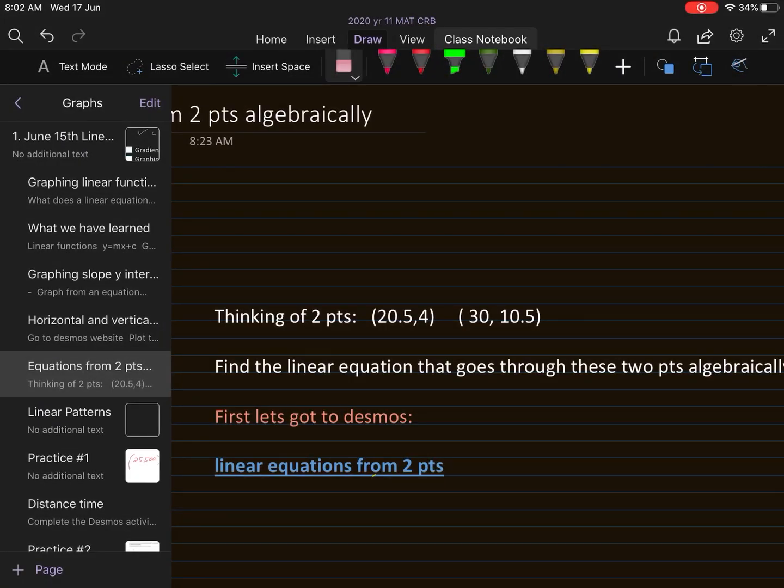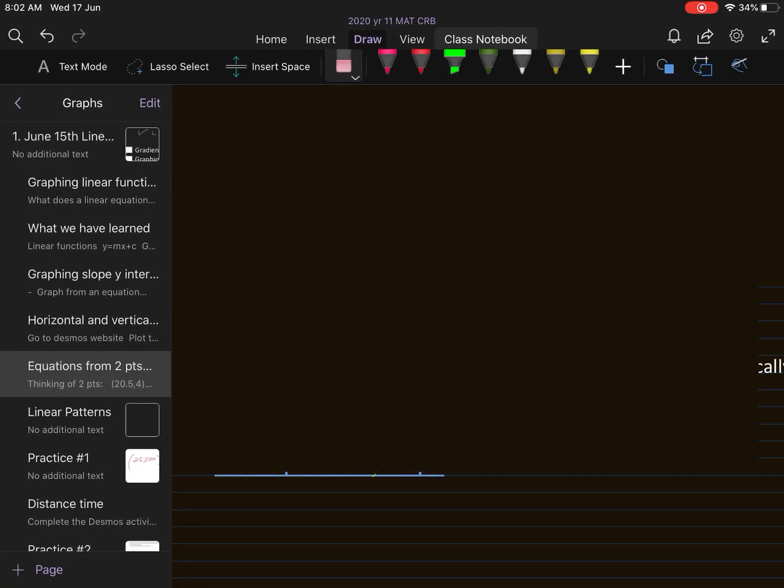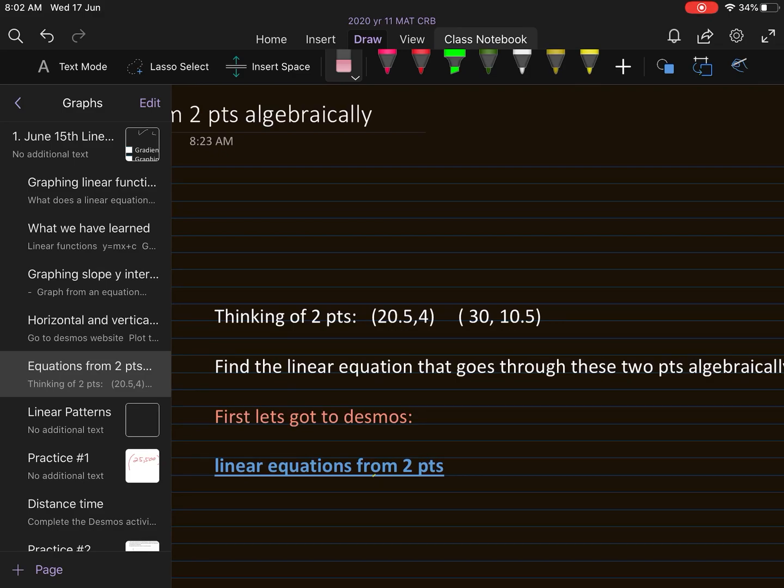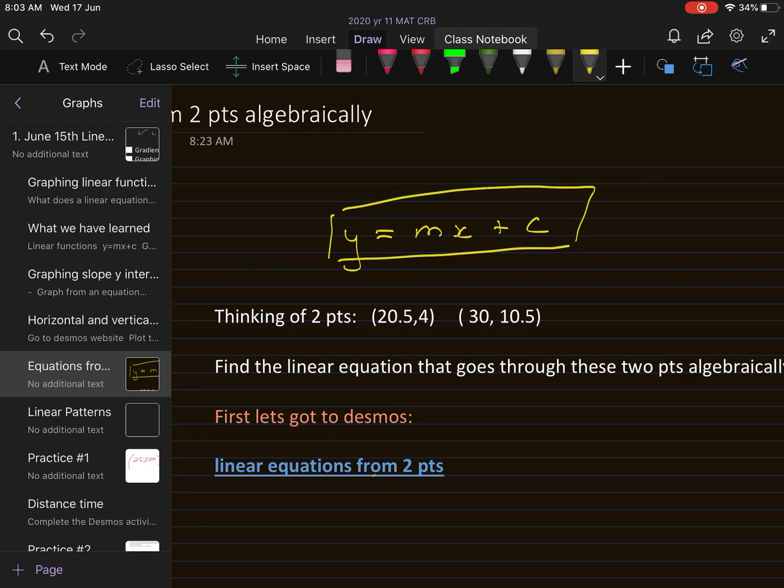Okay, one of the very important skills for graphing is to be able to come up with a linear equation from points as opposed to having to do it always from the graph. Because sometimes the graph can be problematic, and sometimes we just need the equation and we need to do some things with the equation. So it's better if we can efficiently come up with the equation from 2 points.